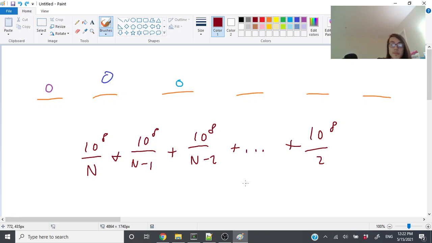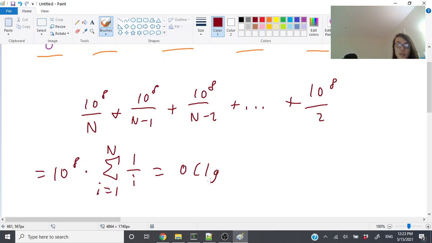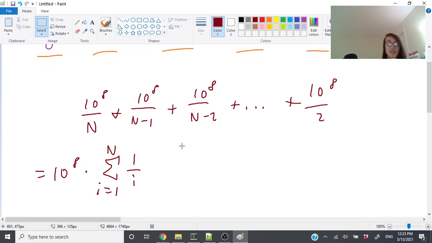Now how much does this cost? Well, in general, it's the harmonic series, which is essentially 10 to the 8th times the sum from i equals 1 to n of 1 over i, which is exactly this if we consider going from 2 to n instead of from n to 2. And so it's known that this is O of log n, just because of math magic. I have a blog that I always link that explains why, so I will do that.